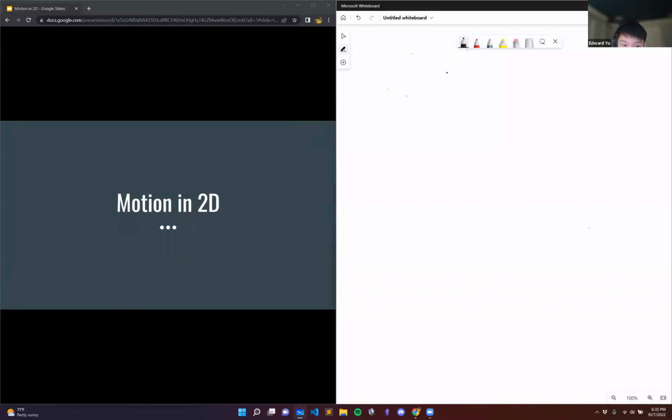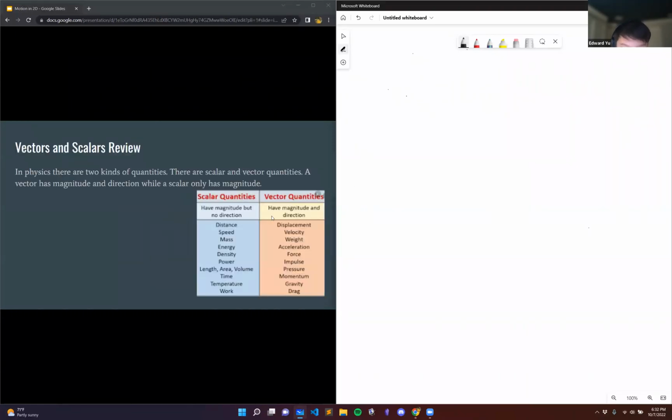So today we'll be learning about 2D motion. First, I'll go over vectors and scalars for review. In physics, there are two kinds of quantities: vectors and scalar quantities. A scalar only has magnitude, while vectors have direction and magnitude.